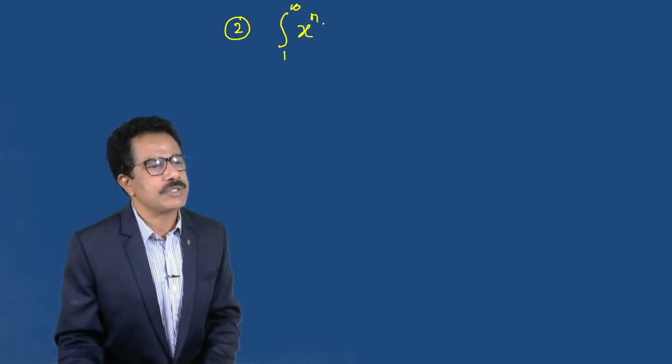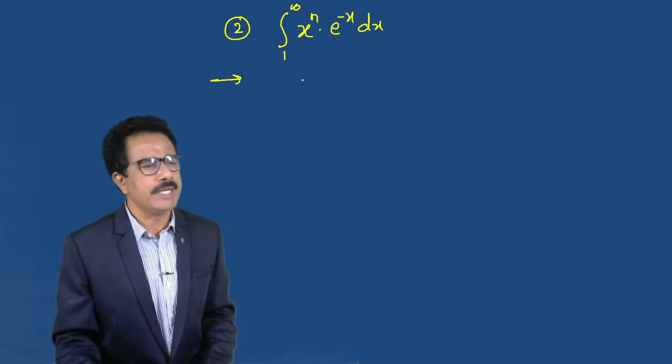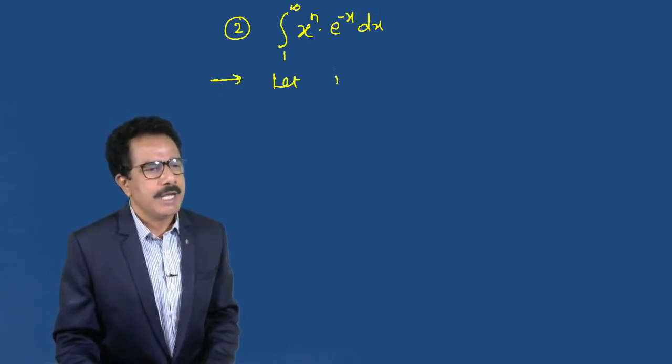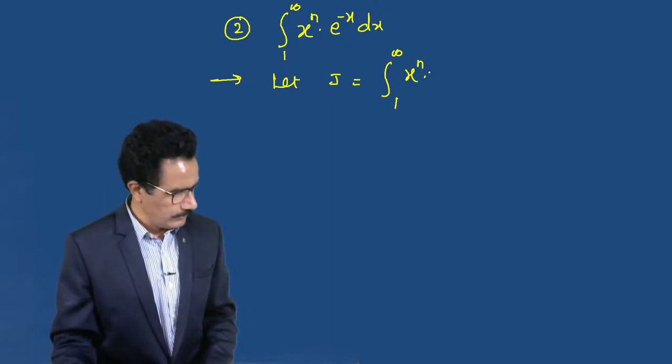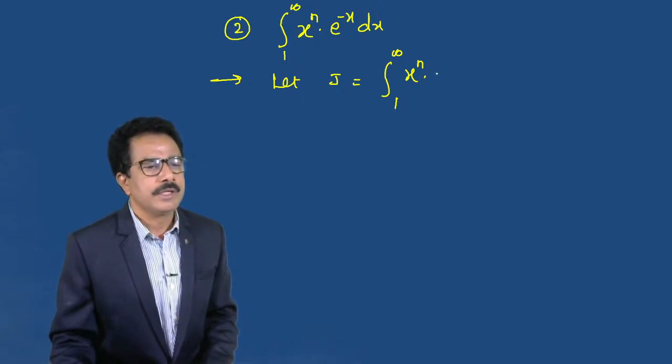Secondly, if we consider the integral from 1 to infinity of x raised to n into e raised to minus x dx, same problem, now we can consider the behavior. Let I be the integral from 1 to infinity of x raised to n into e raised to minus x dx.